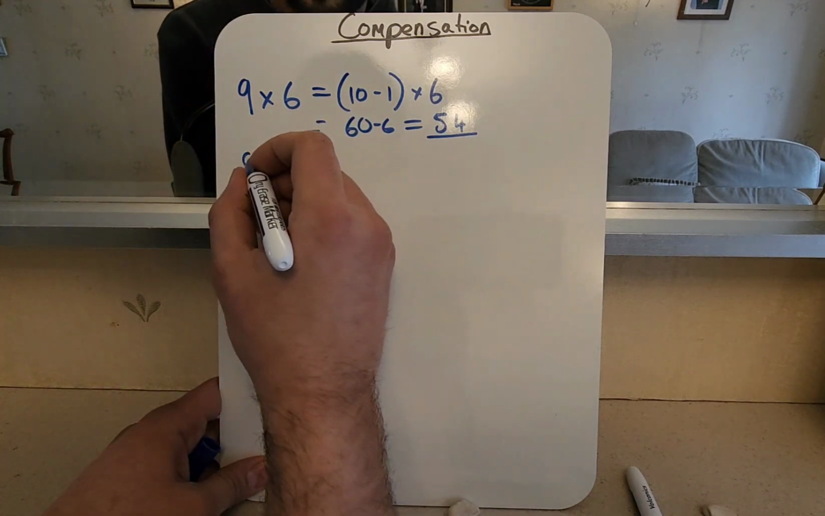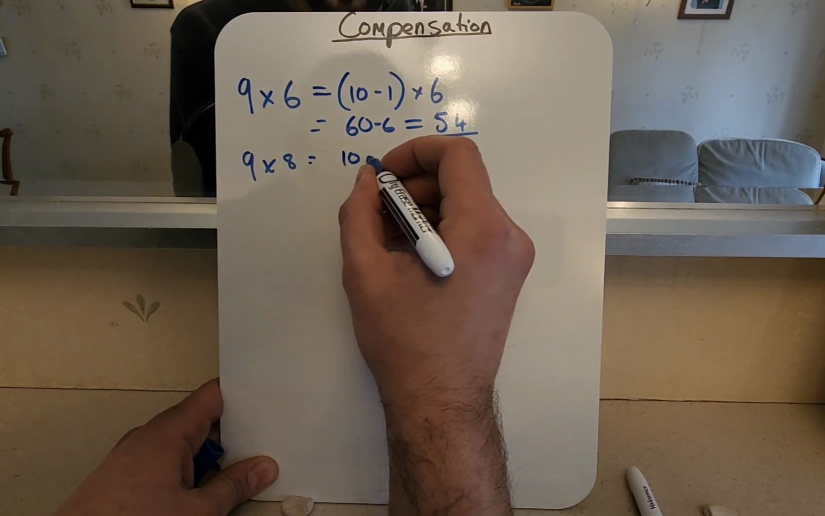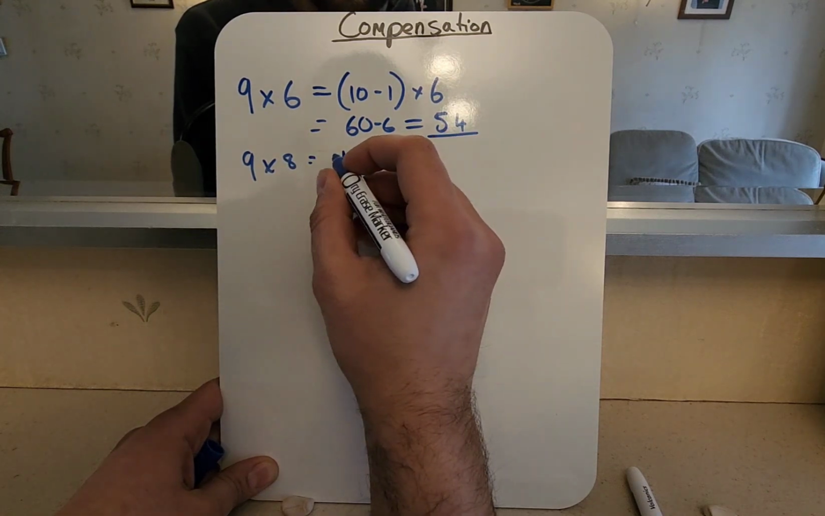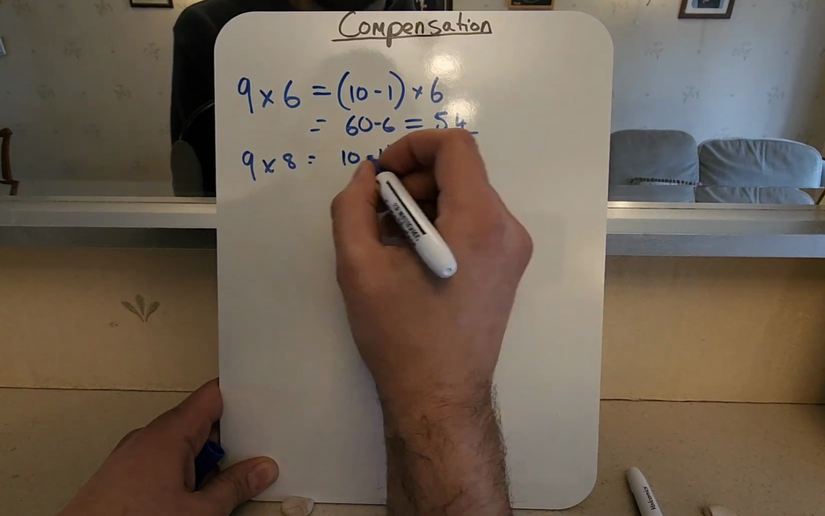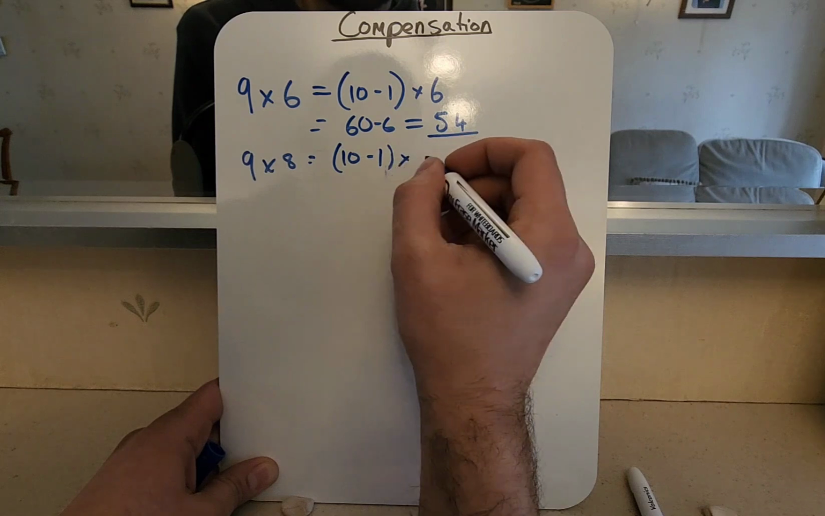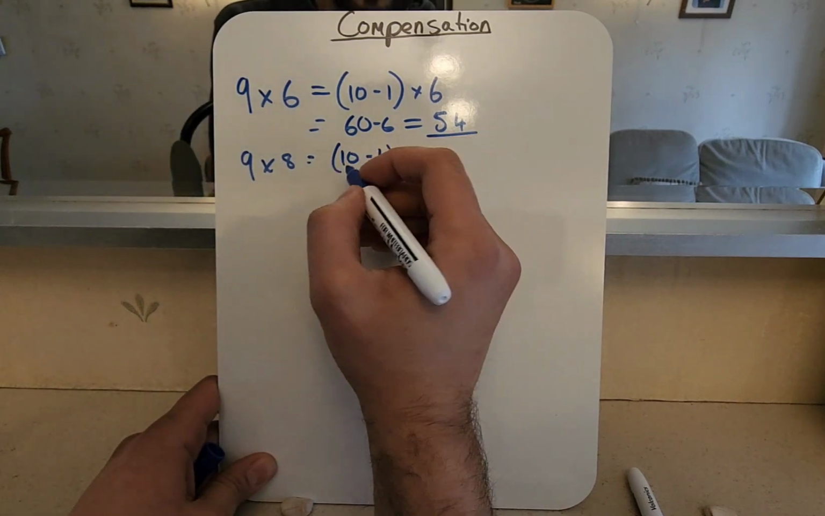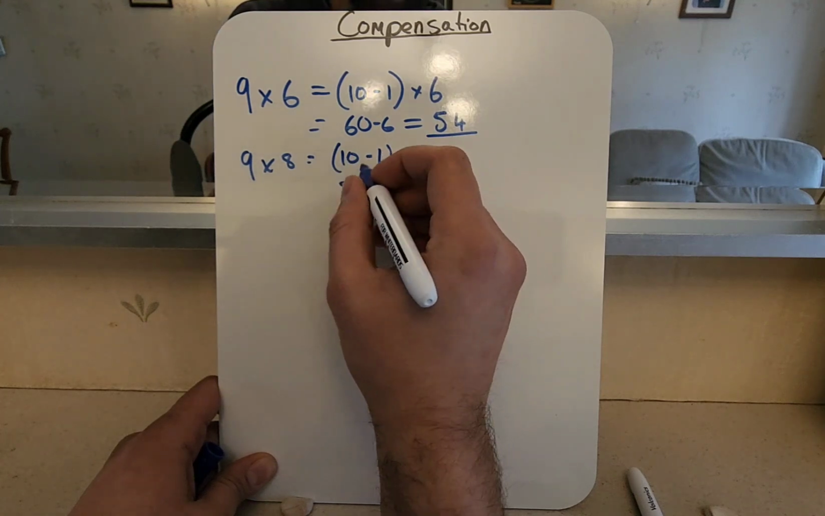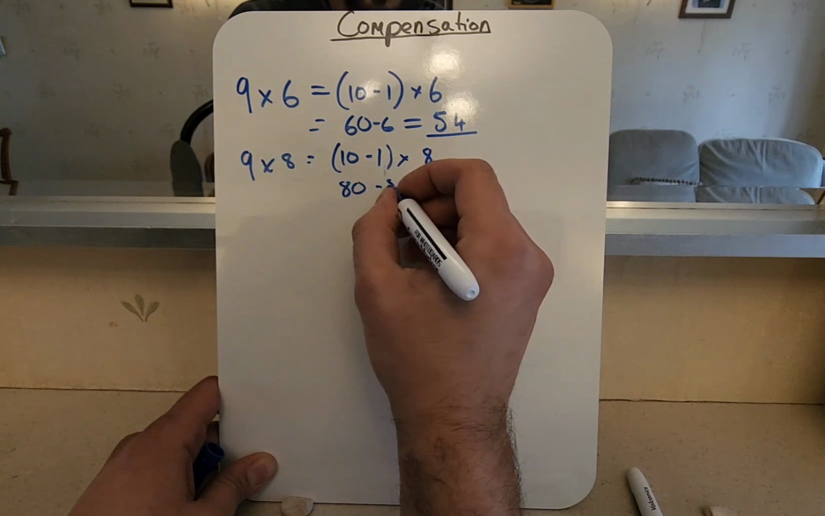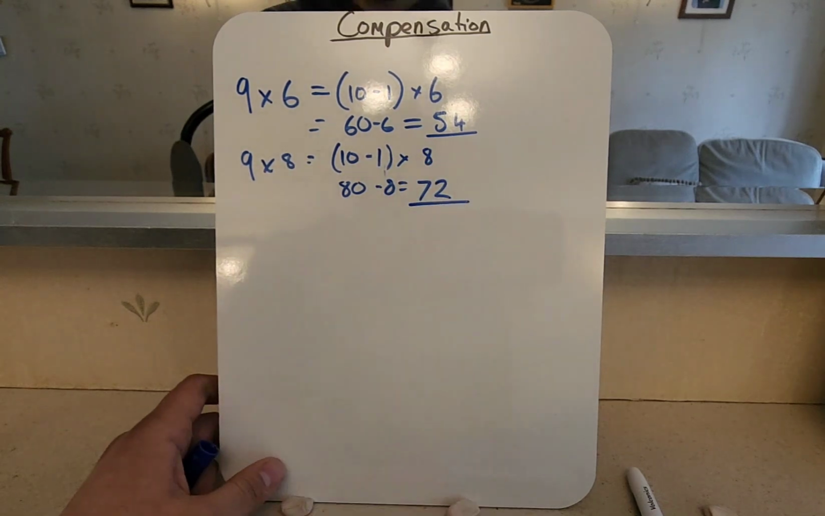Let's have a look at 9 times 8. Again, what we're doing is 10 minus 1, times by 8. Here, this is going to be 10 times 8, which is 80. And then we just do minus 1 times 8, which is 8. And my answer is 72.